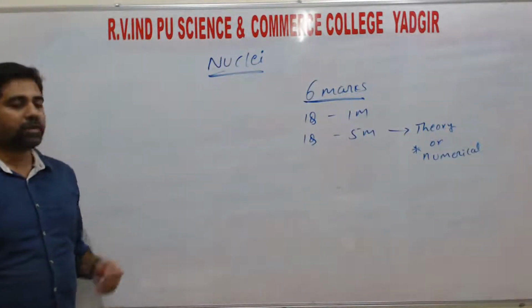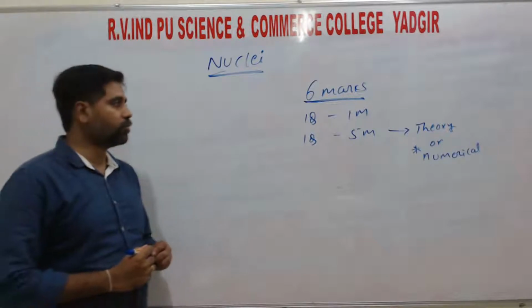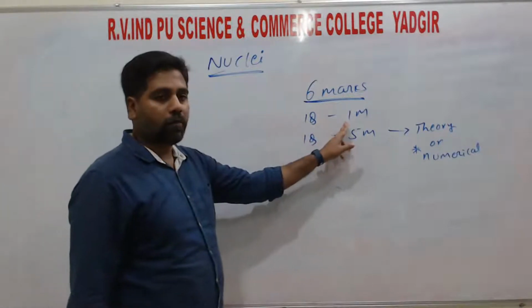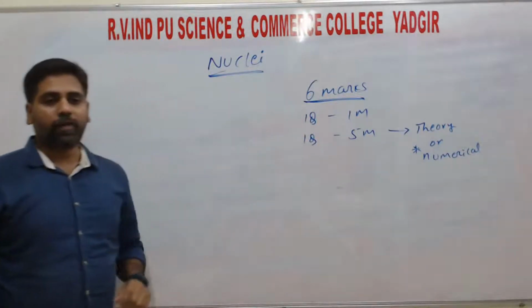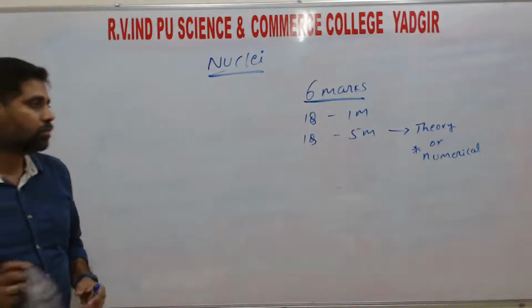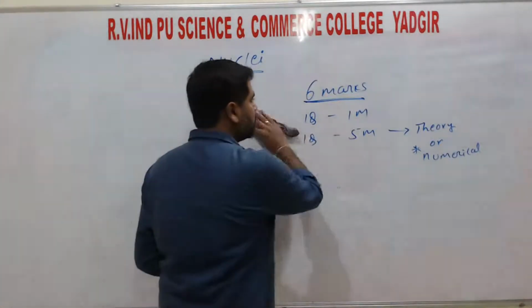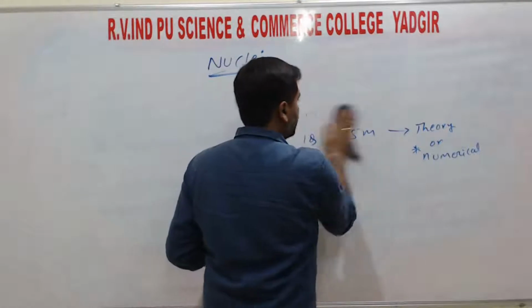So this chapter is for 6 marks, and from the 6 marks, one question will come for 1 mark and one question for 5 marks. So in the 5 marks we have derivations along with the numerical problems, right?